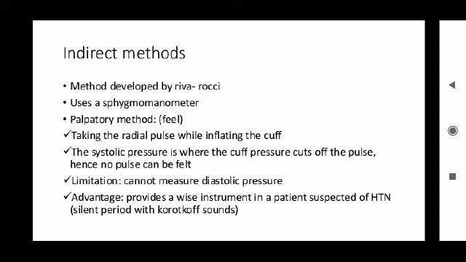It is done by taking the radial pulse while inflating the cuff. The systolic pressure is where the cuff pressure cuts off the pulse, hence no pulse can be felt. The limitation of the indirect methods is that the disadvantage of the palpatory method is that it cannot measure diastolic pressure. The advantage of the palpatory method is that it provides a wise instrument in a patient suspected of hypertension, that is, the silent period with the Korotkoff sounds.